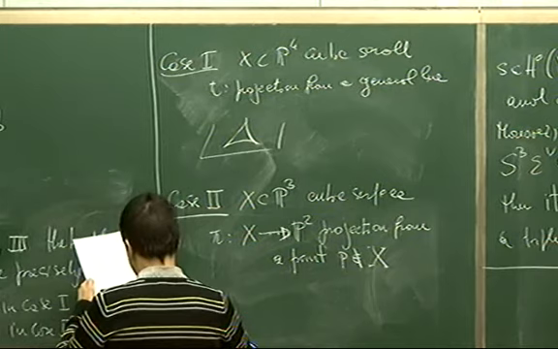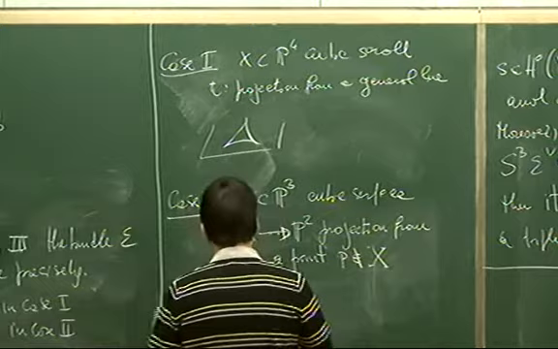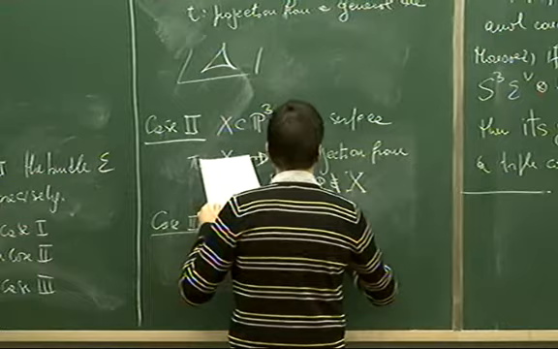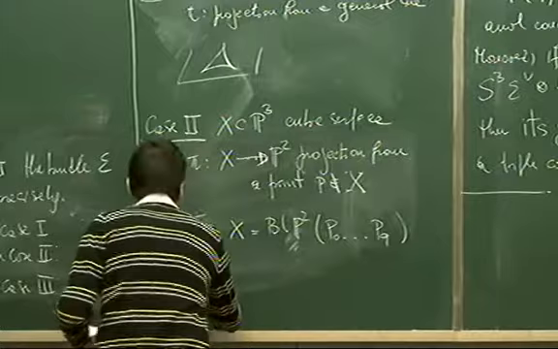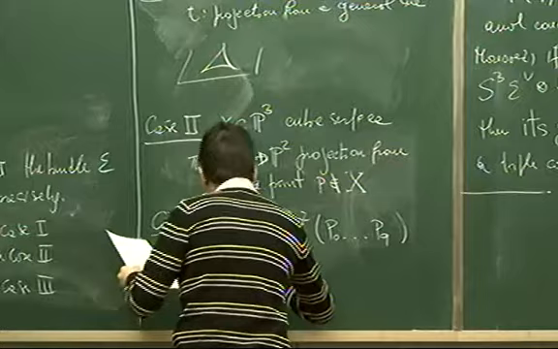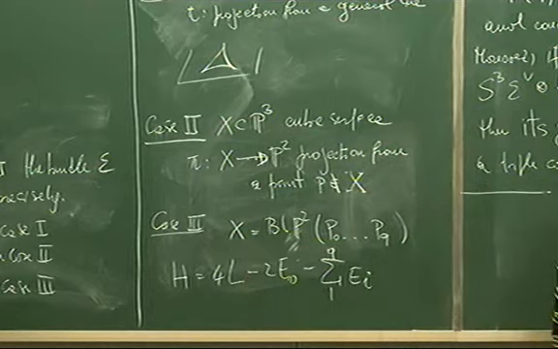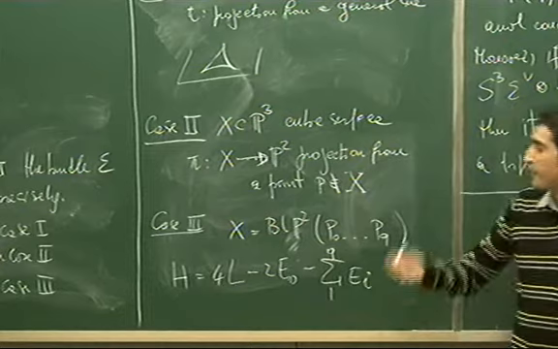Case 3. I cannot give the data. In this case, we have a blow up of P2 in 10 points, and the net giving the triple cover is just 4L minus twice E0 minus E1 through E9, where L is the class of the line. You can check that this is a system of self-intersection 3 in this blow up, and the dimension is the correct one.